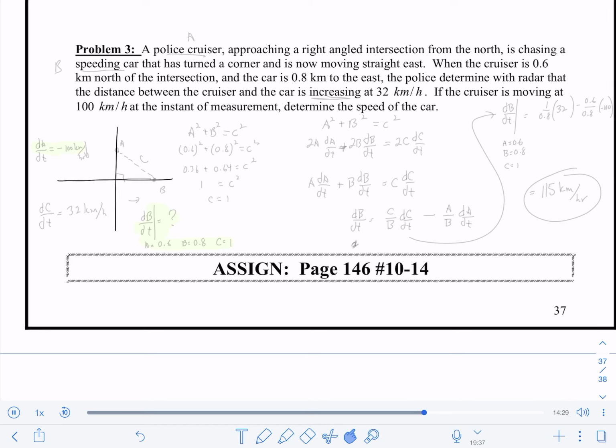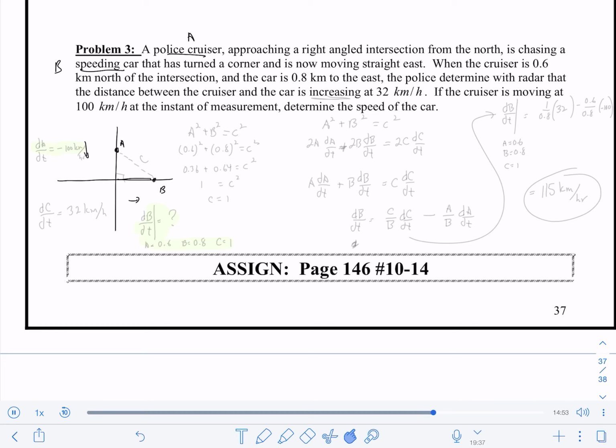And we've got the police cruiser. I'm just going to call him A. He's up here. He's headed in that direction, and he's approaching the right angle from the north. He's chasing a speeding car. We'll call that B. I'll put him over here. So we've got A up here, B over here. Speeding car is heading that way. And we've got some information there.